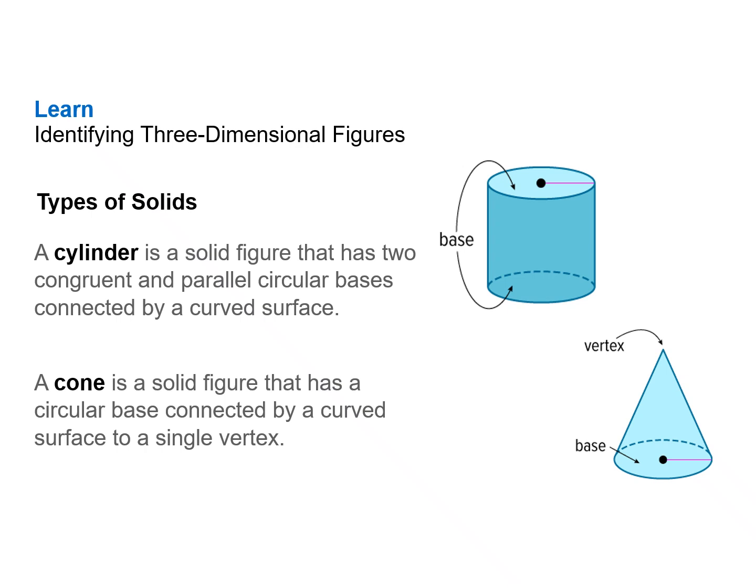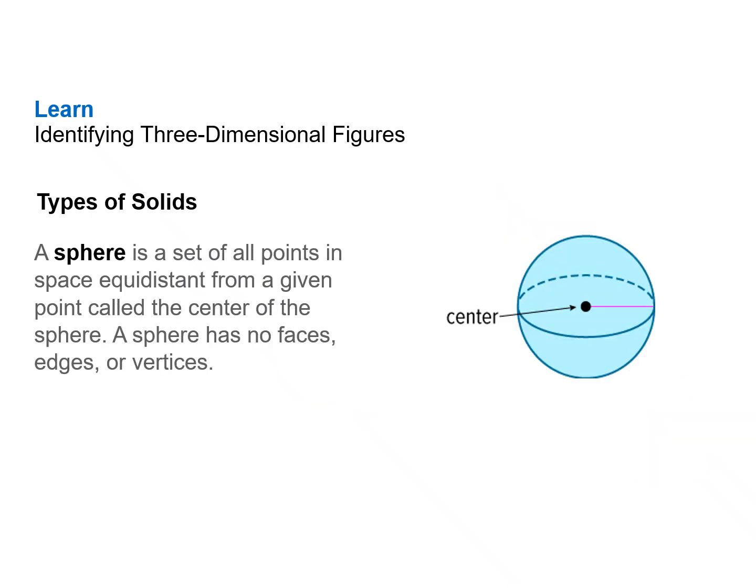Now, I like to tell students a prism is to a cylinder as a pyramid is to a cone, because cylinders and prisms have 2 bases, and cones and pyramids have 1 base, and they come to a vertex. Last one is a sphere. A sphere is a set of all points in space equidistant from a given point called the center of the sphere. A sphere has no faces, edges, or vertices.